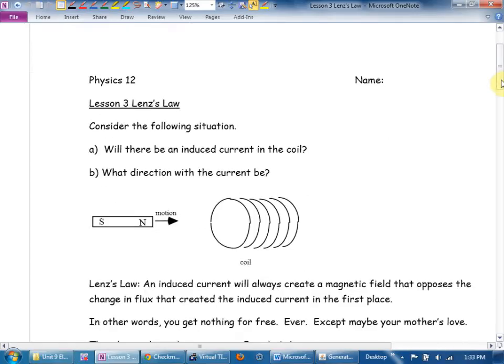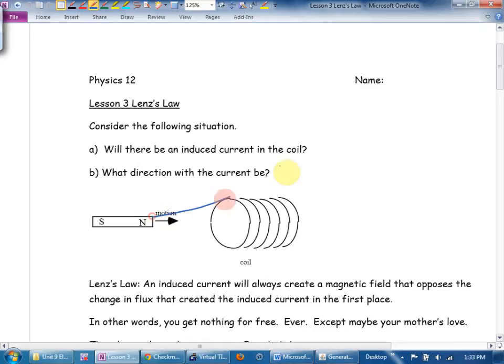So, lesson three. Consider, Zach, the following situation. What we're going to do is we're going to move a magnet to the right. Now, don't write this part down. I'm going to really muck up this diagram.